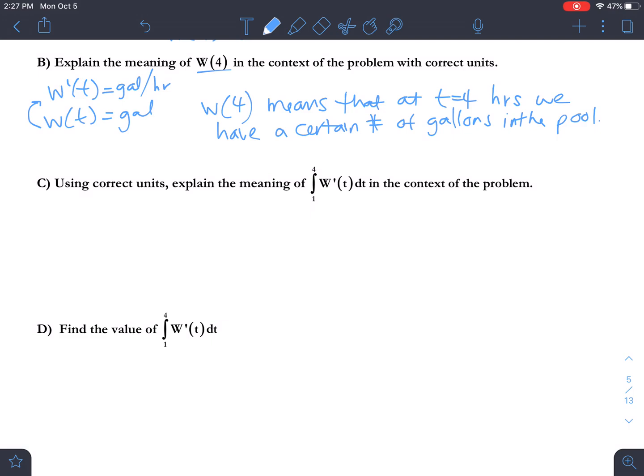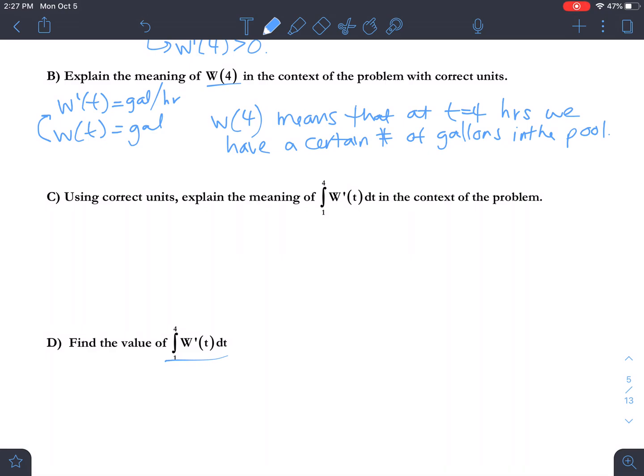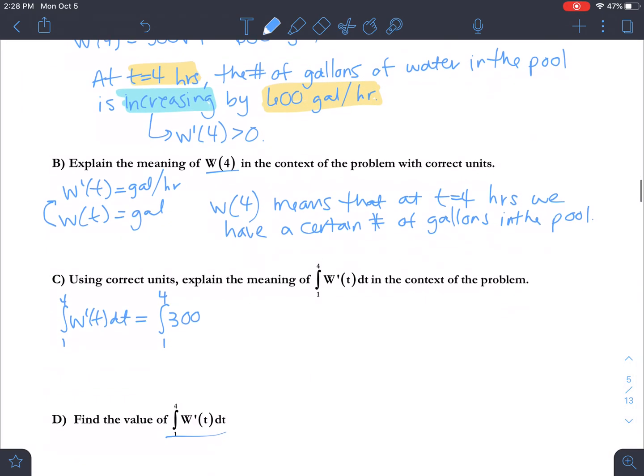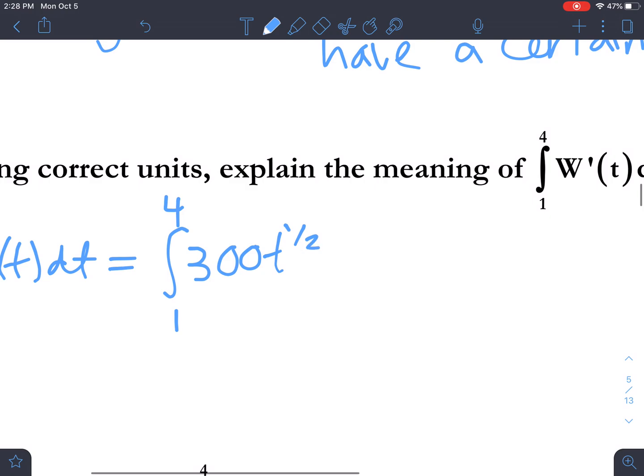All right, now these next two go hand in hand, and we're going to solve them together. So now we want to find this value here, the integral from 1 to 4 of W prime of t. Well, we're going to use our fundamental theorem of calculus. So the integral from 1 to 4 of W prime of t dt is the integral from 1 to 4 of 300 times the square root of t. You guys see this up here? Square root of t, so I'm going to write t to the 1/2 dt.